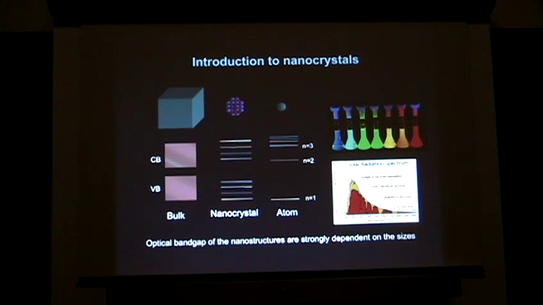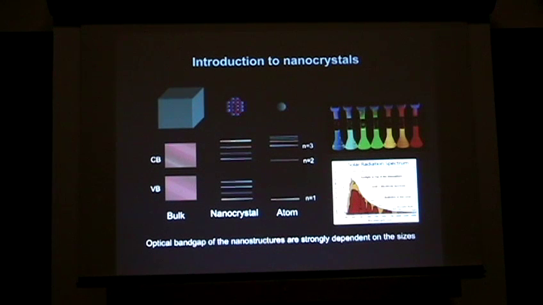And remarkably, when you change the size of the nanocrystals, the energy spacings between different energy states will change. If you decrease the size, then the energy spacing will become larger. So because of this size tunability of the band gap, nanocrystals can change colors. Even with the same material, if you change the size, the band gap will be different, so its color will be different.